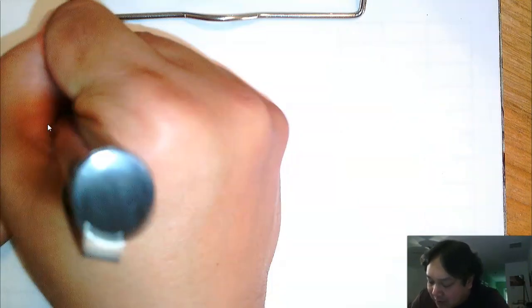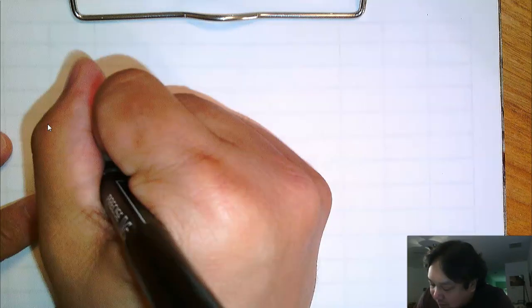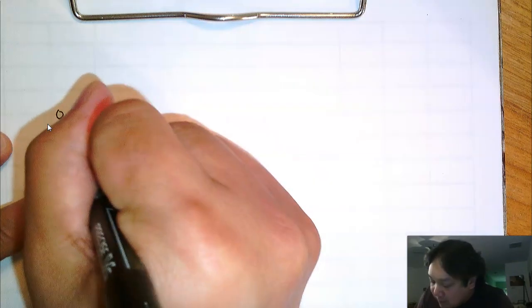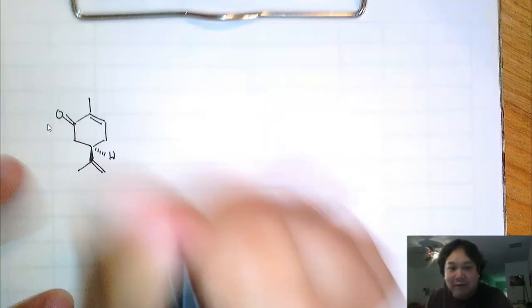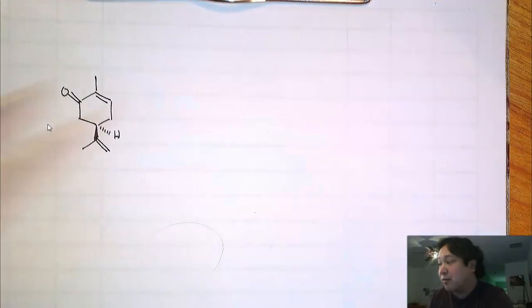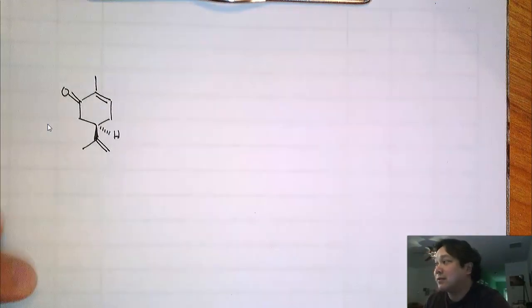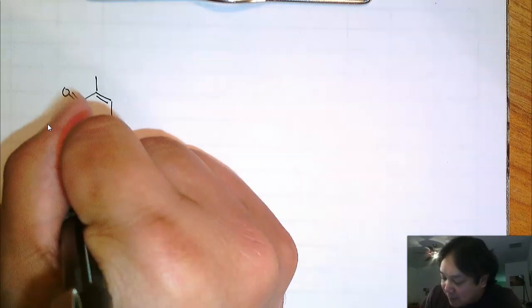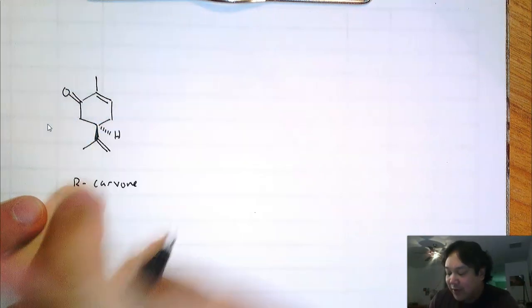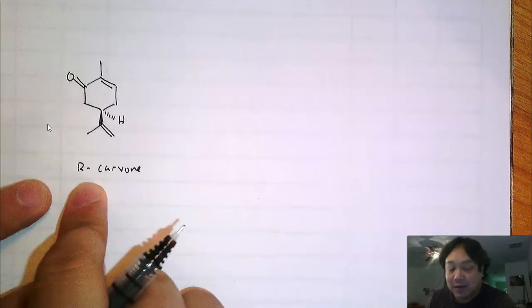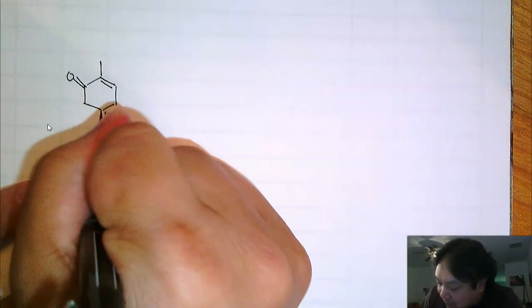Now, when in doubt, you could always make a model, but eventually you should be able to do this without making a model. And right now, you won't be able to do this unless you read the textbook very carefully. This is called R. Don't worry about what the R means just yet. We will learn that in probably the next video. But this is spearmint.